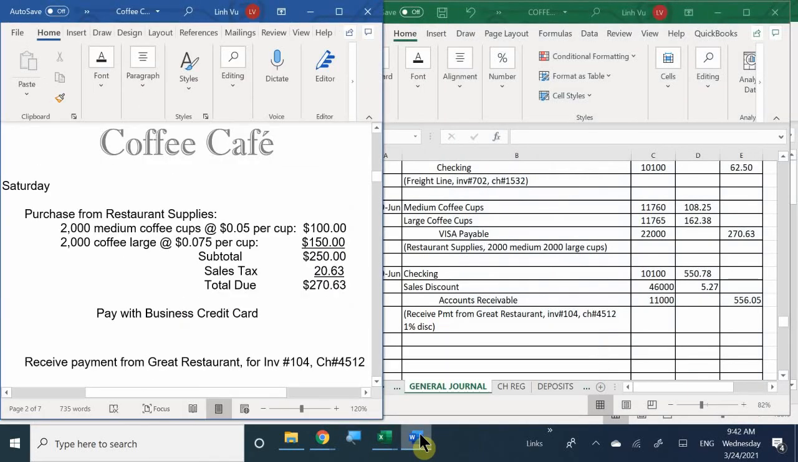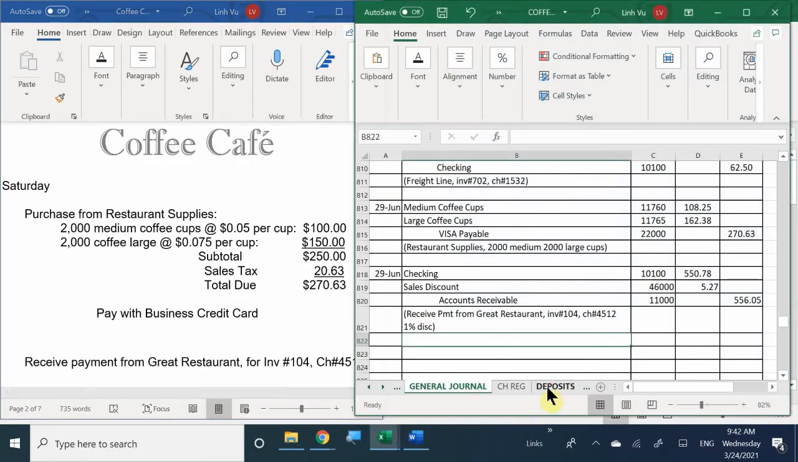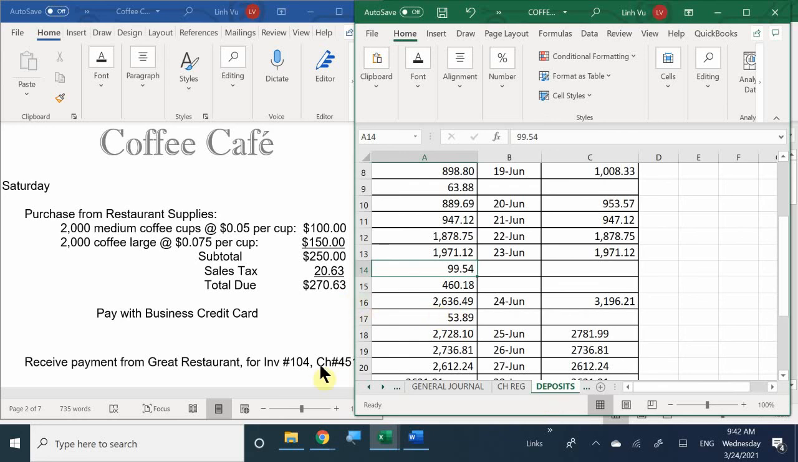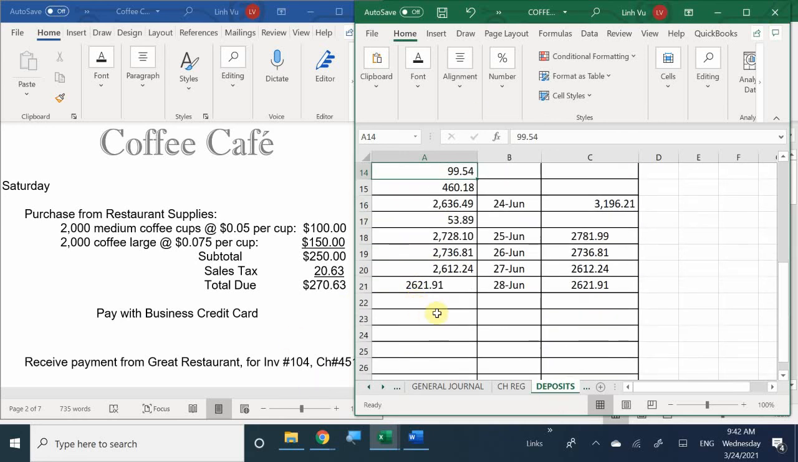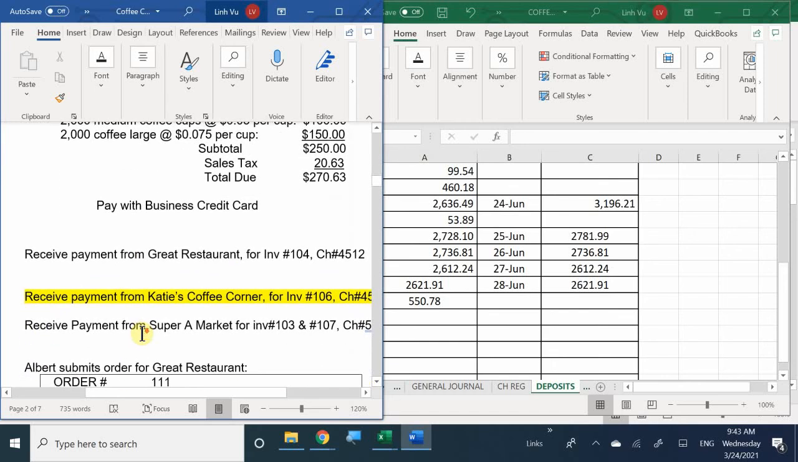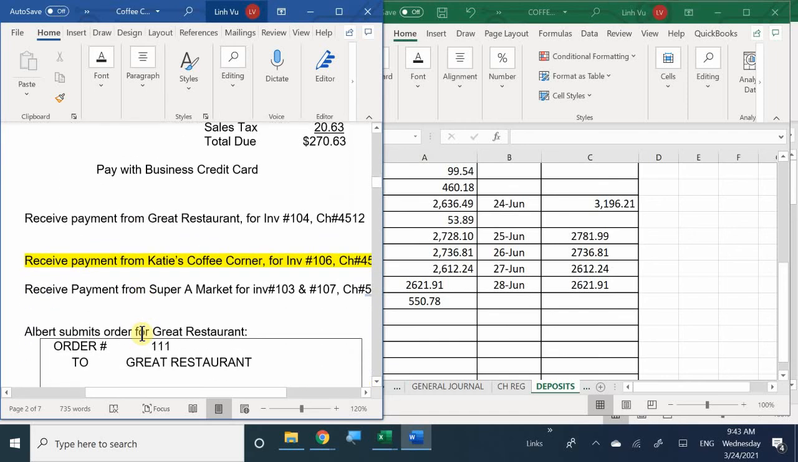Added to our deposits. Yes. Let's place those in our deposits. So let's see. We received a check for 550.78. We're leaving it there because at the end of the day, we shall deposit everything. Okay. Good. So then what has happened next?